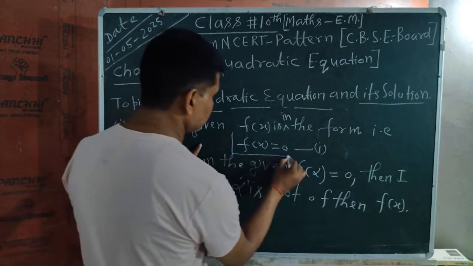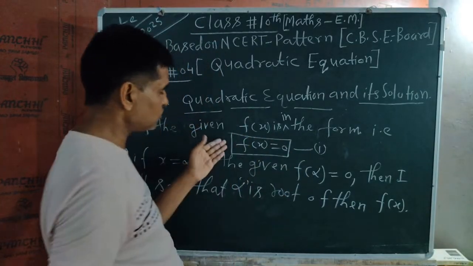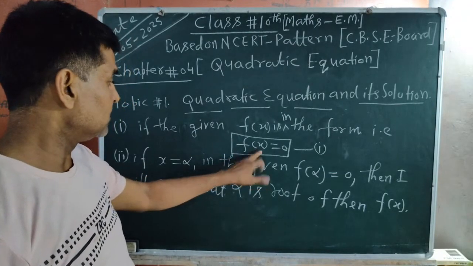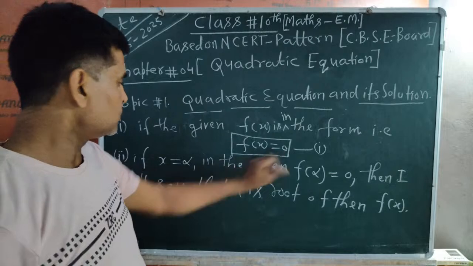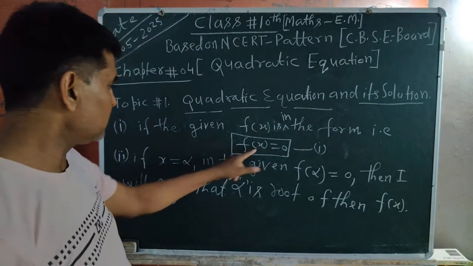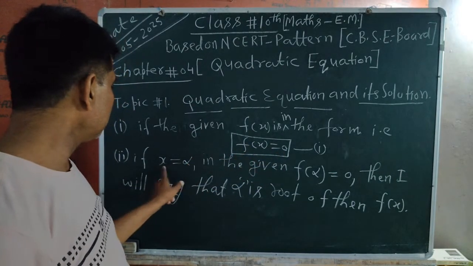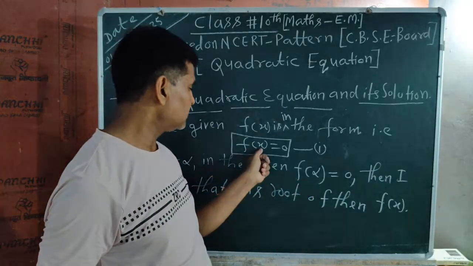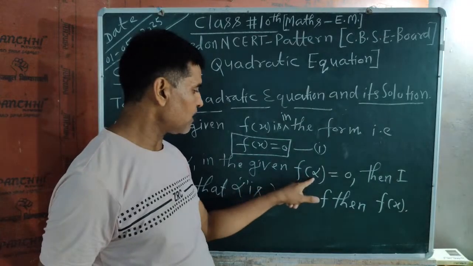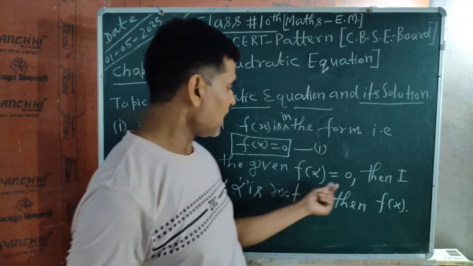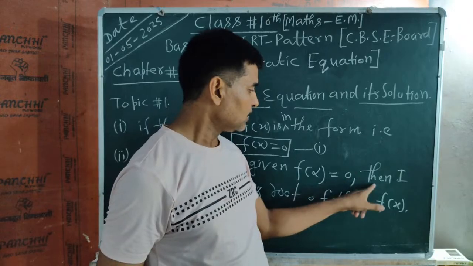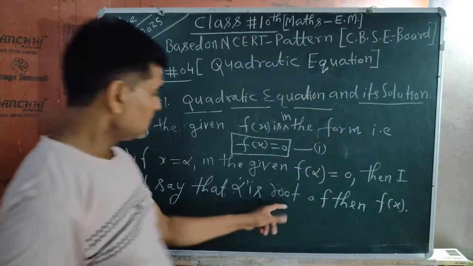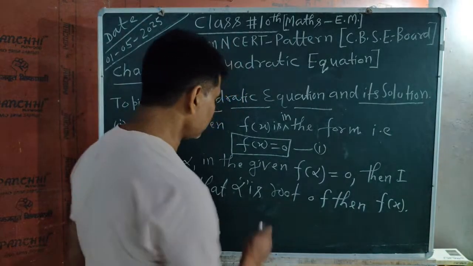So I am going to write it in brackets, so each and every student will focus on this expression, that is this equation f of x which is equal to 0. Now in the place of x I will put x is equal to alpha in the given function. So after calculating its value, I will get its value as 0. Then I will say that alpha is a root.